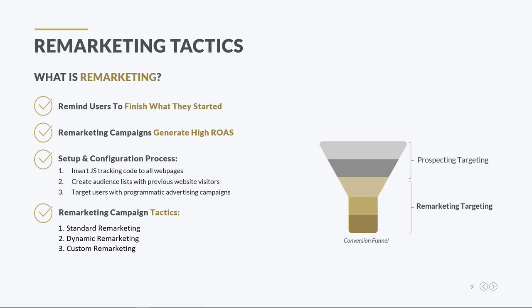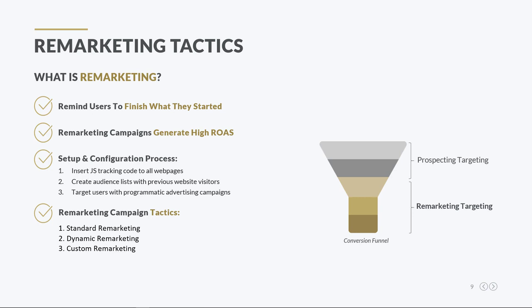To be able to run remarketing campaigns, you will first have to collect website visitor data. To do so, you will have to download a JavaScript tracking code from your DSP and send it to your tag manager or website developer to add it to your website. That tracking code should be added to all the pages of your website. Next, you should create remarketing audience lists in your DSP, and target them with programmatic advertising campaigns.